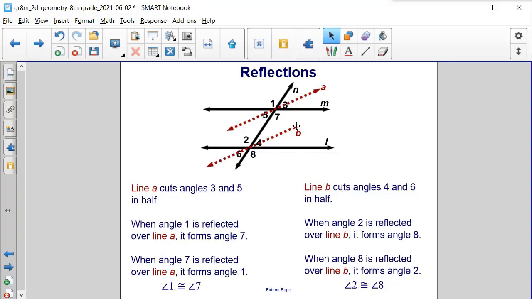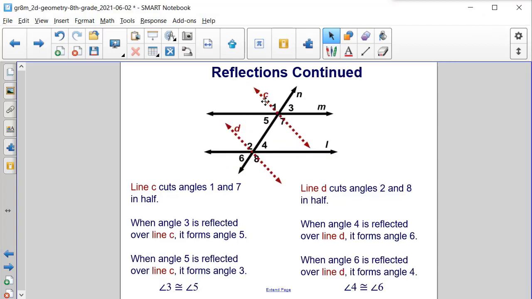Similarly, line B cuts angle 4 and 6 in half. And when angle 2 is reflected across line B, it forms angle 8. And if angle 8 is reflected over line B, it forms angle 2, making angle 2 and angle 8 congruent to one another.